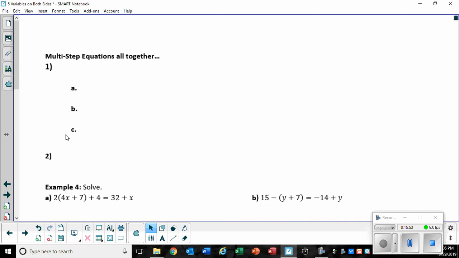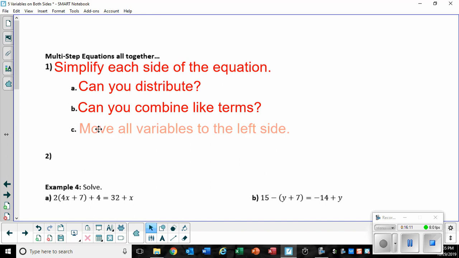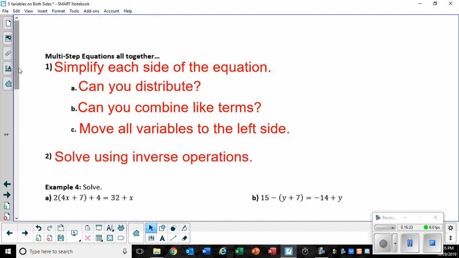And then finally, if it's all together, so we got combining, distributing, and variables on both sides, this is the really big extreme one. Okay? We're going to go ahead and do this. So first, we're going to simplify each side, and we do that by asking, can we distribute? Can we combine like terms? And then we're going to move all the variables to the left side. Okay, so distribute, combine, and move your variables. Then we go ahead and solve using inverse operations, just like we always have for a two-step.